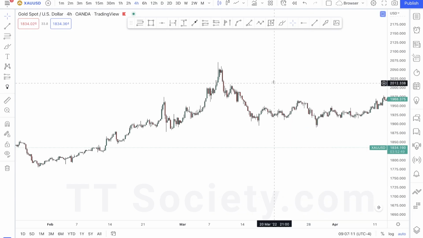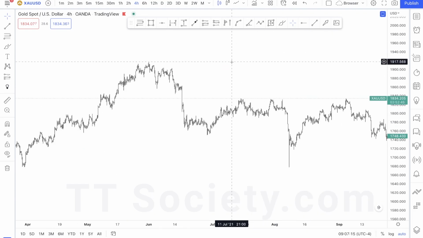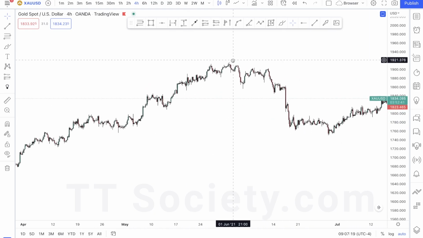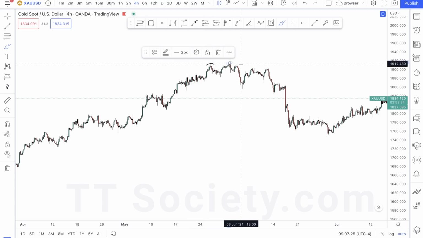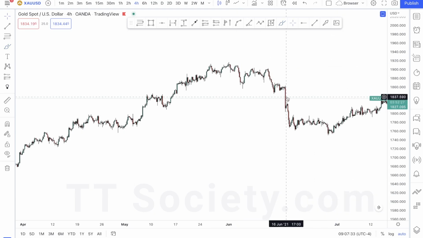Let me remove all the drawings. Let's go into the past and let's see if we can find some nice head and shoulder patterns. I see one here. This is quite nice. So we are moving up. We're having a high here, a higher high, and a lower high until price finally decides to go lower. And this is how you backtest. You make sure to analyze these patterns, to understand them, and do a lot of backtesting.